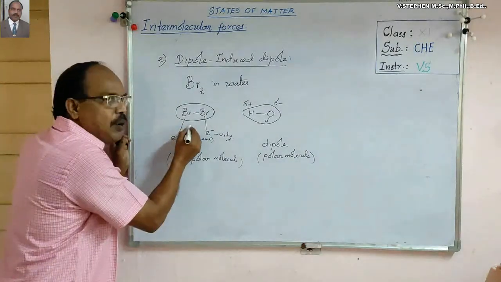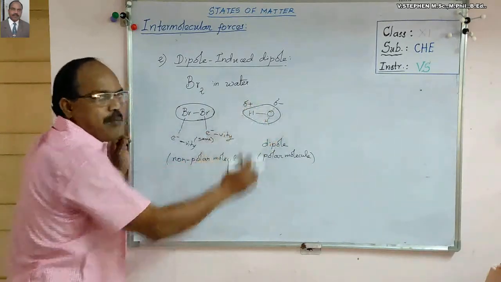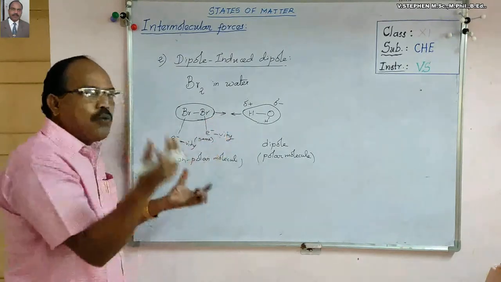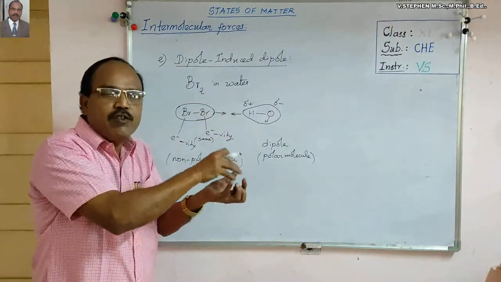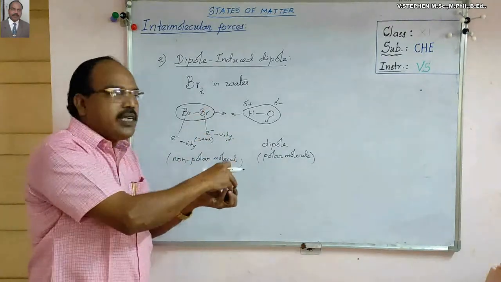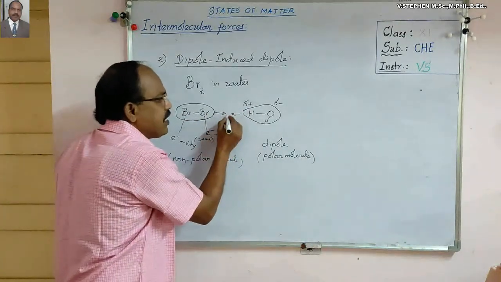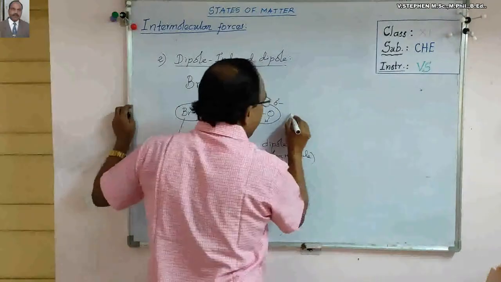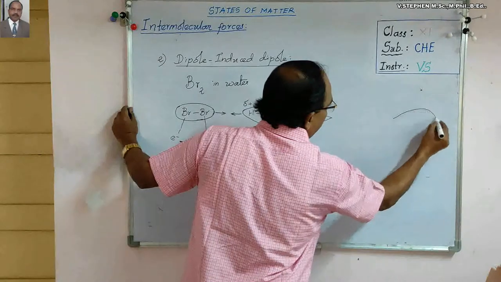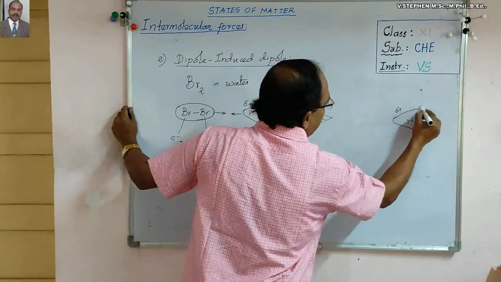See, this is non-polar, no dipole, and here is a polar molecule with a dipole. Now when you put the bromine liquid in, they come closer to each other. Bromine is actually a highly volatile liquid. When you pour it inside water and stir, they come closer to each other. Now see, this is the water molecule. I represented the electron cloud. This is H2O, with delta plus and delta minus.